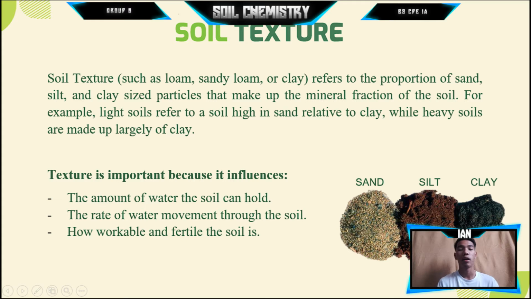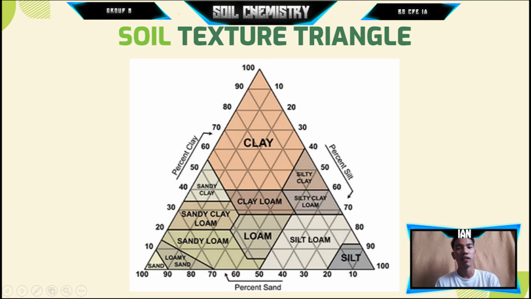Now, let's go to the very complicated looking triangle. It is called the soil texture triangle. Looking at the triangle, it looks so complicated, but trust me, it isn't. It is so simple. The first thing you must do is to get the percentages of sand, silt, and clay. So how will you do it?